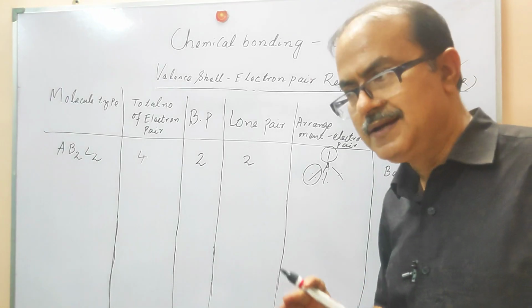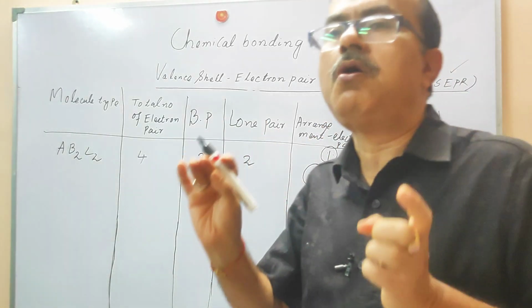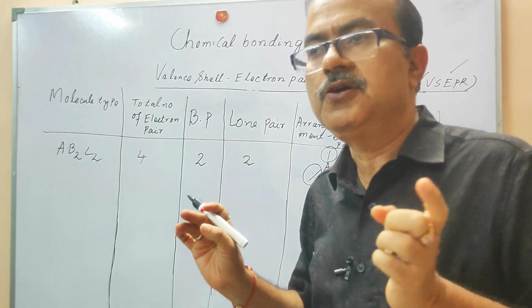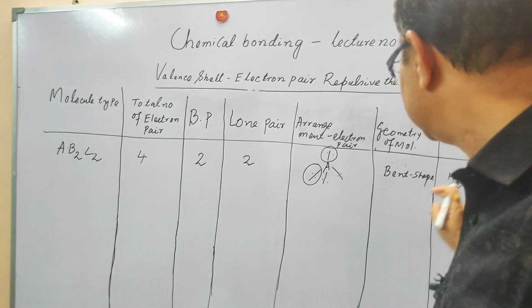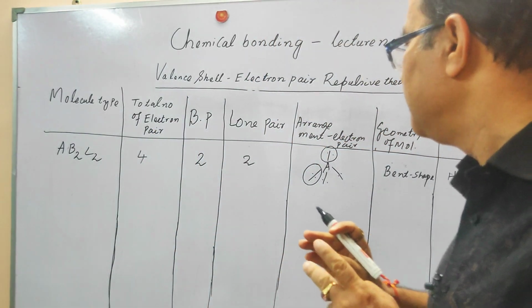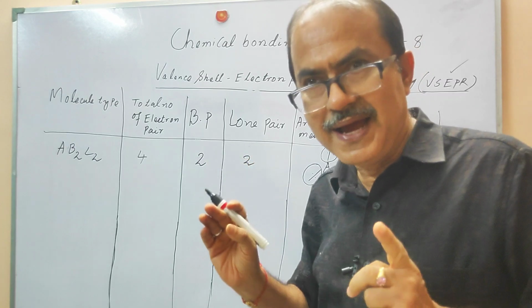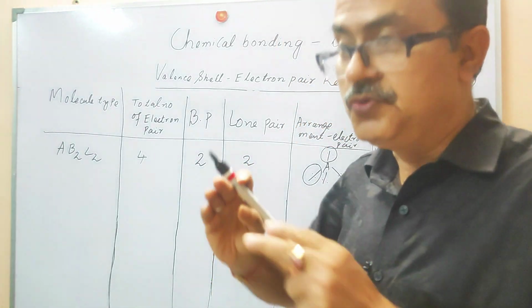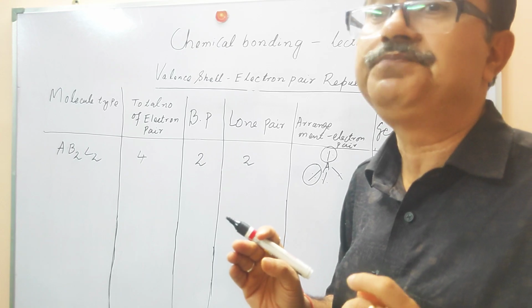In spite of this, the electrons are arranged tetrahedrally, but due to the presence of 2 lone pairs of electrons, its angle is different. The angle changes from the tetrahedral 109 degrees to 104 degrees due to the repulsive interaction of the lone pairs of electrons.